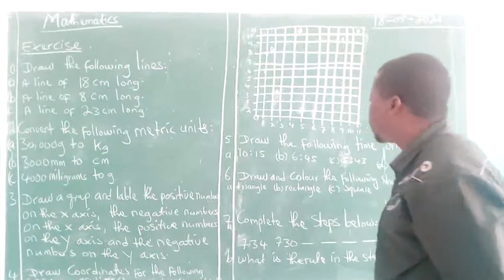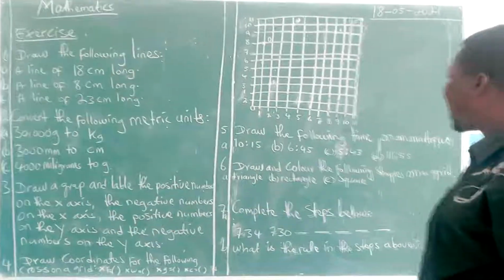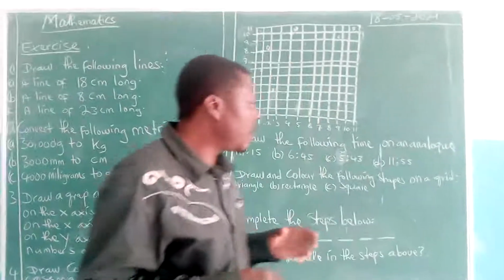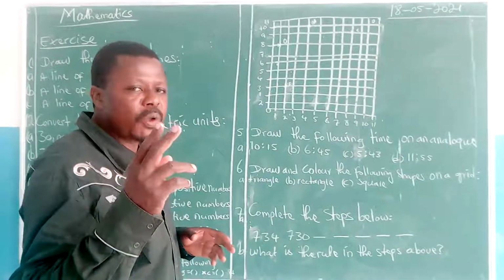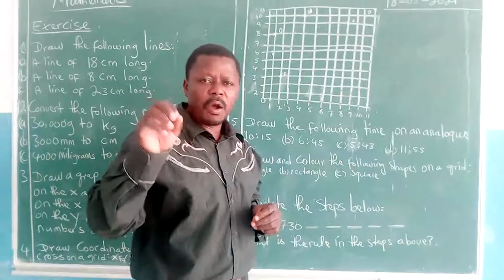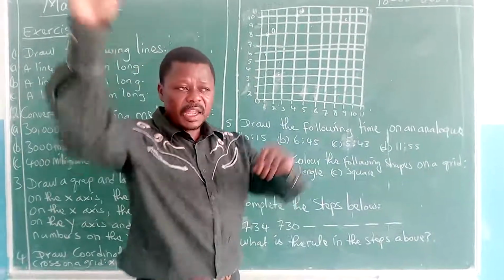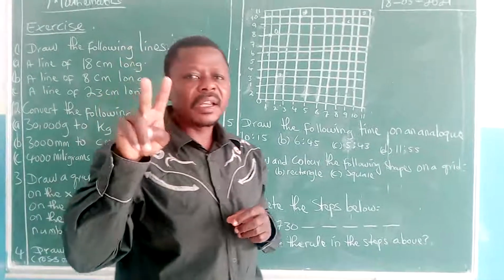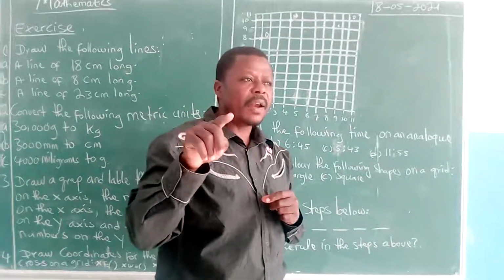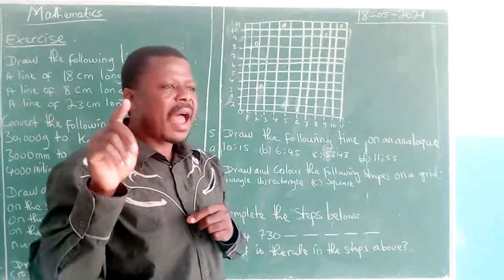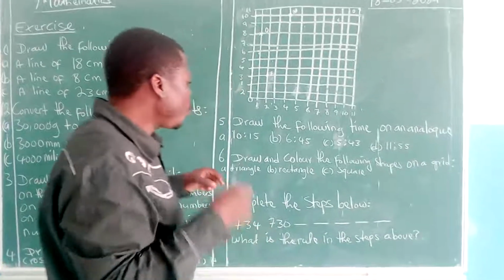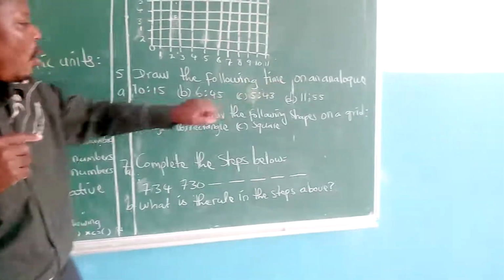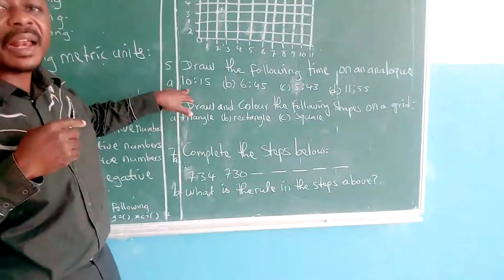You go to question number 5, draw the following time on an analog clock. We saw how to tell the time. We saw two types of clock, the digital clock in which time appears in digits, and the analog clock in which time appears on hands. We saw the short hand and the long hand. We say the short hand stands for hour and the long hand stands for minute. So what you are going to do is, you are going to draw the following times on an analog clock. The time is given in a digital clock.